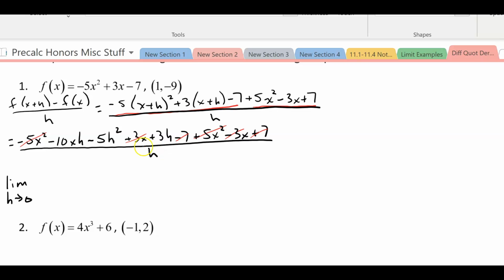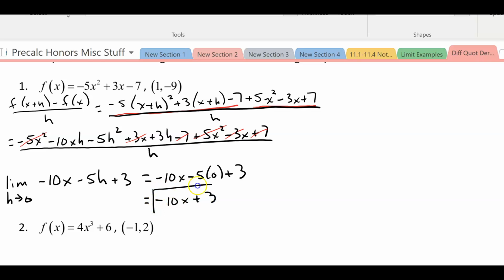So this divided by h is negative 10x. This divided by h is minus 5h, and this divided by h is plus 3. So the limit as h approaches 0 is going to be negative 10x minus 5 times 0 plus 3. We'll use direct substitution, which is negative 10x plus 3. So this difference quotient, as the limit of h approaches 0, this is our derivative.